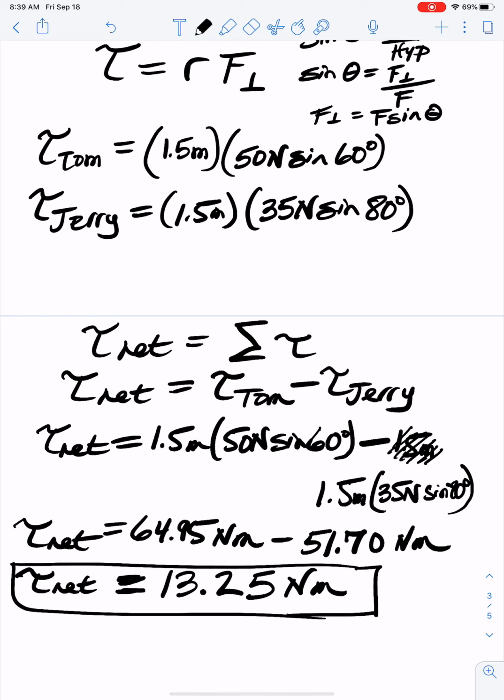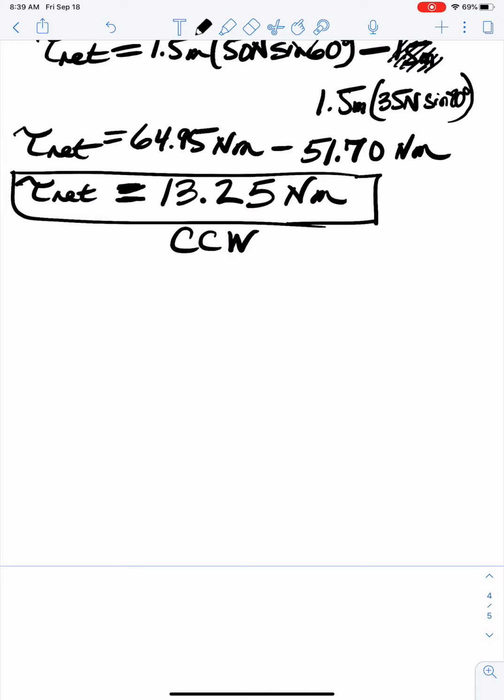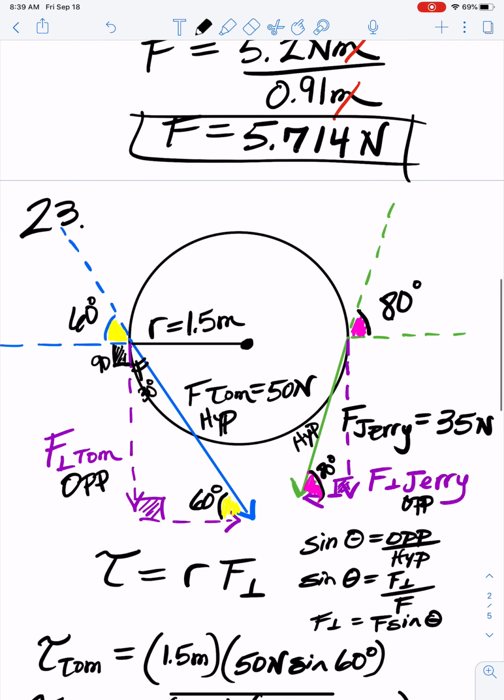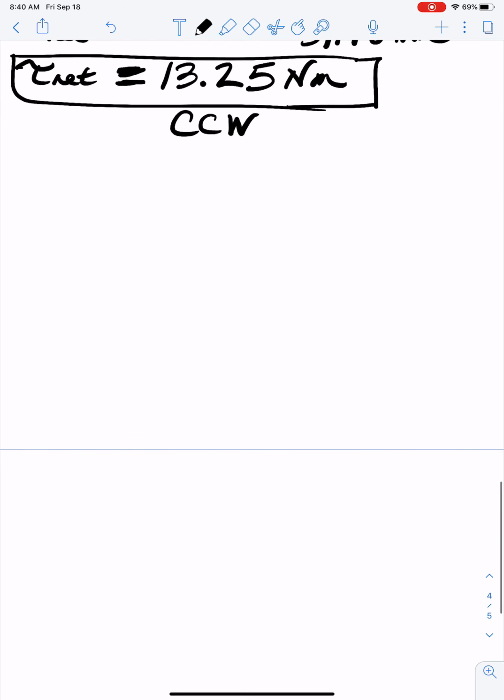What direction is it? Positive direction. So you can say positive or you can say counterclockwise. All right. So that means that even though Jerry had a better angle for torque with the 80 degrees, Tom's force, even directed at a less optimal angle, actually exerted more torque. Because 60 degrees is obviously less optimal, right? Sine 60 is smaller than sine 80. Okay, all right, so anyways, part B.